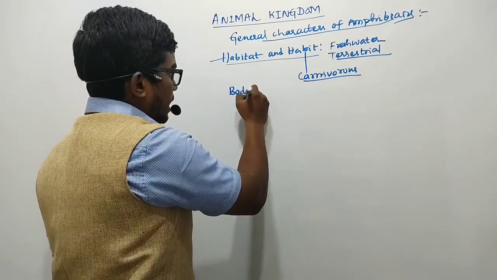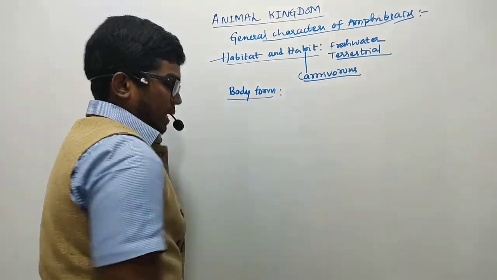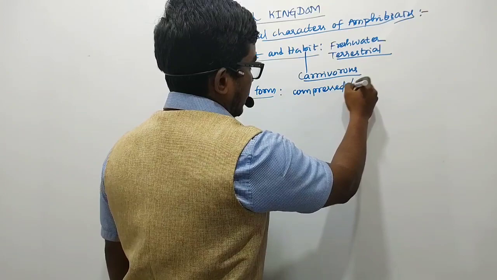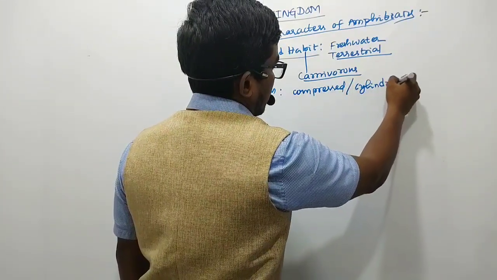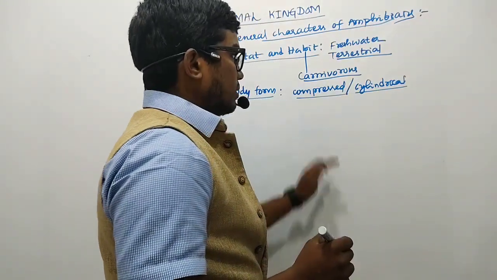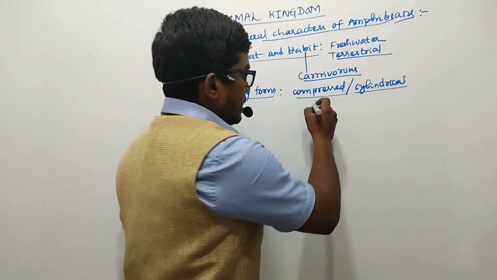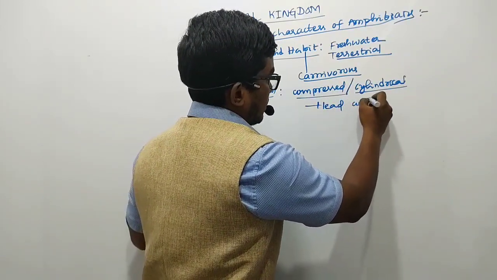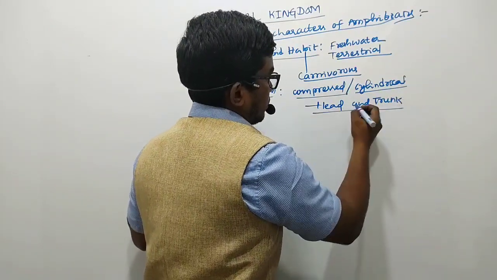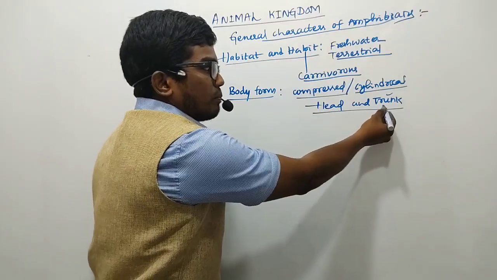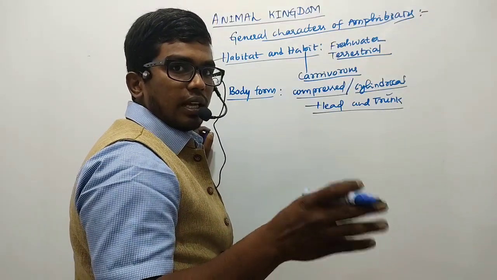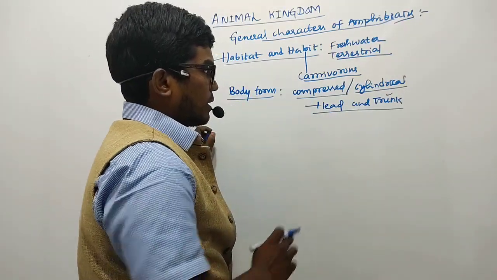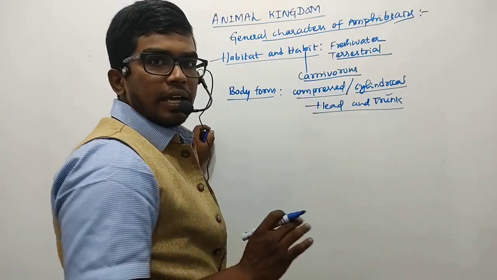Next we have the body form. The amphibian's body can be compressed or it can be cylindrical. Remember, this compressed or cylindrical body can be divided into head and trunk. What is the trunk here? It is the central part of the frog to which the limbs and the head are attached. That is what we call the trunk of the frog. Head and trunk, it is divided into.